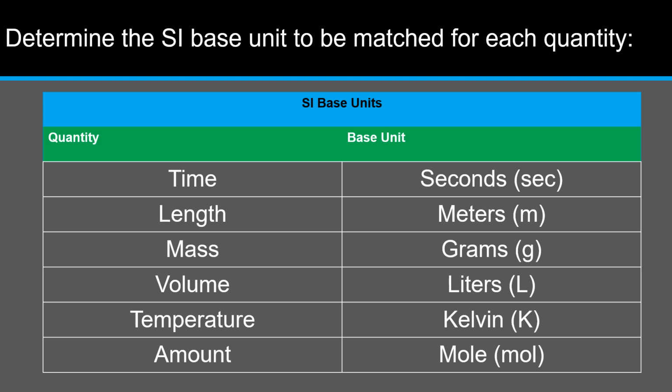The second measurement is length. We measure length in meters, and our abbreviation is a lowercase m. Mass is measured in grams, the lowercase g. Volume is measured in liters with a capital L. Temperature is measured in Kelvin with a capital K. And the amount of a substance is measured in moles, abbreviated MOL.